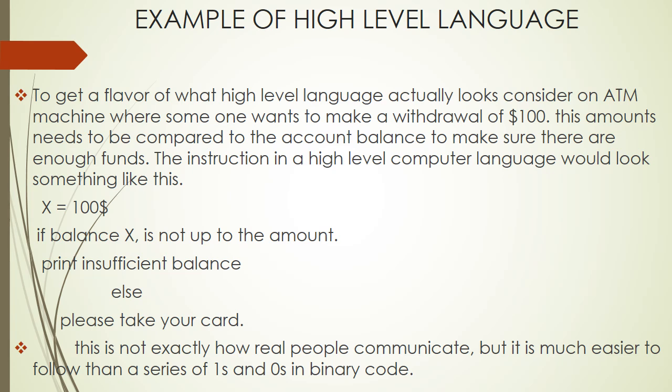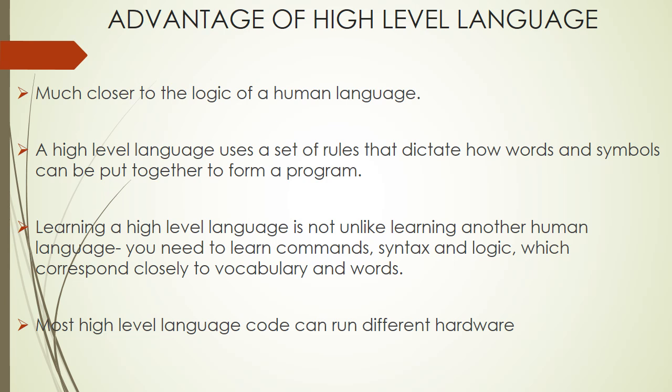So this is not exactly how real people communicate, but it is much easier to follow than a series of 1s and 0s in binary code. So we can easily follow this process and understand the high-level language, but machine language only understands binary, which are 1s and 0s. An advantage of high-level language is that it is much closer to the logic of human language. So human beings can easily interact with high-level language protocols.